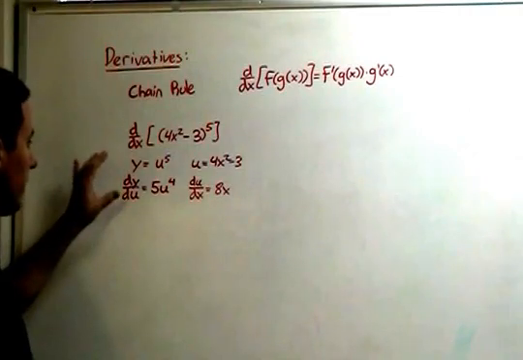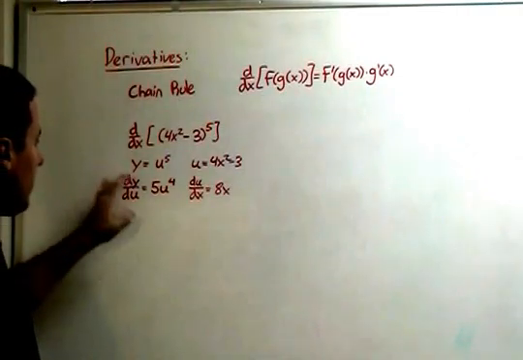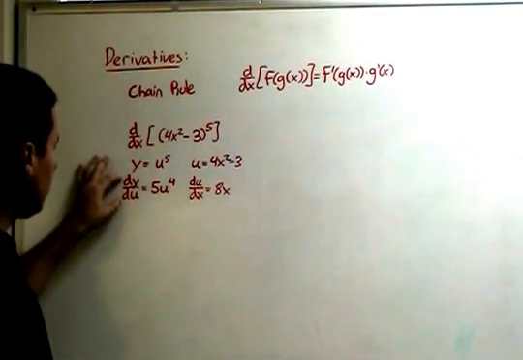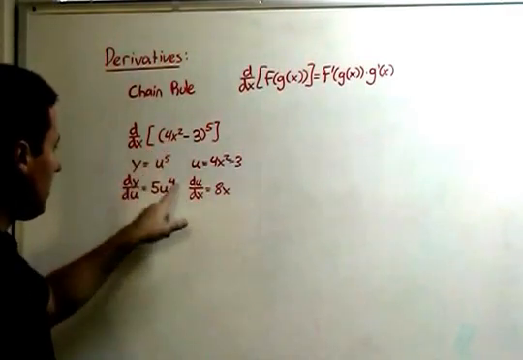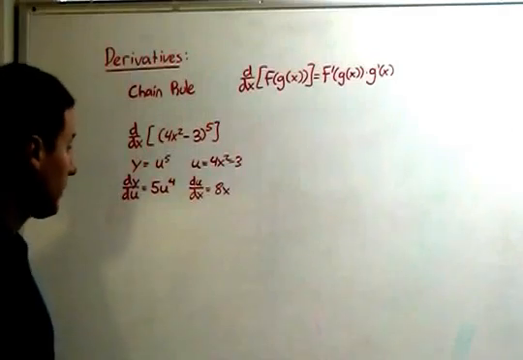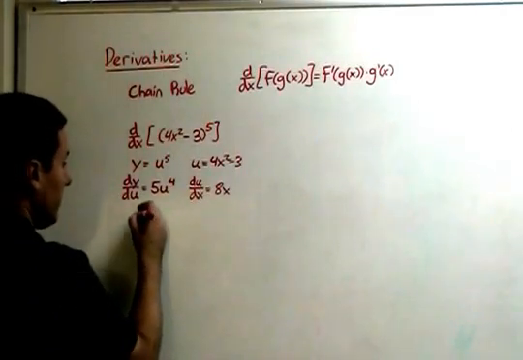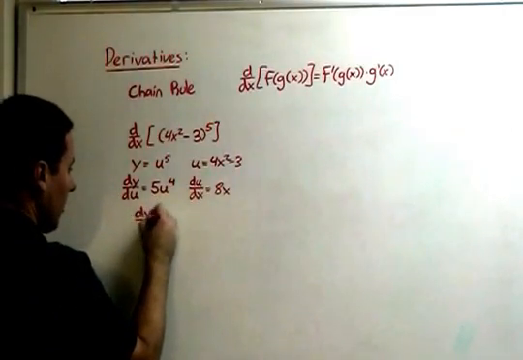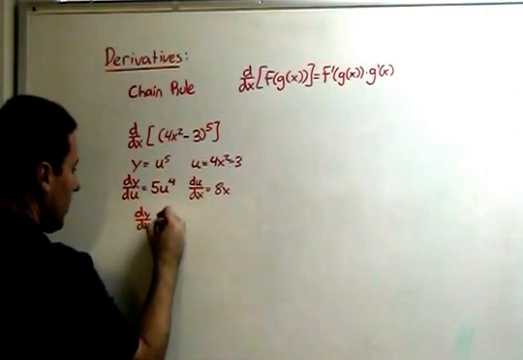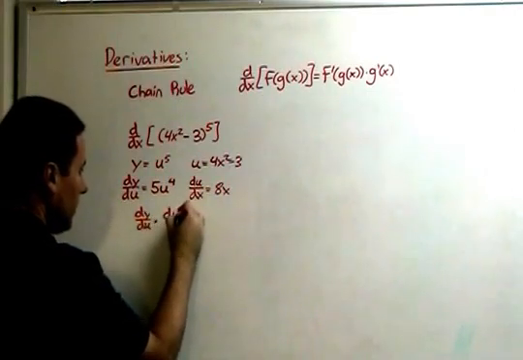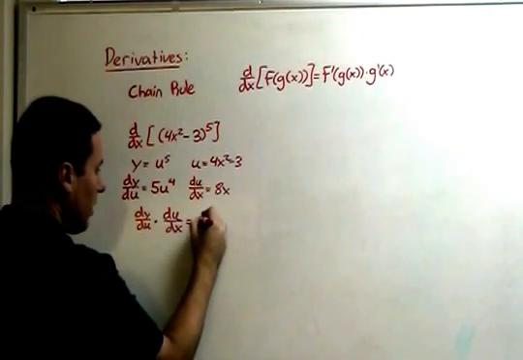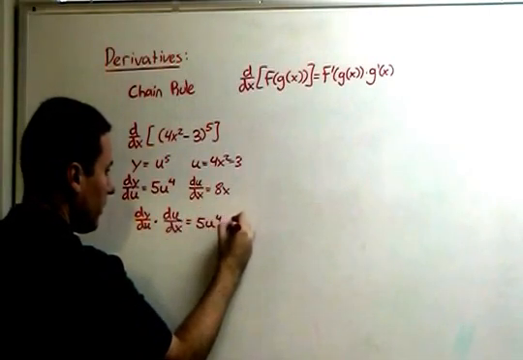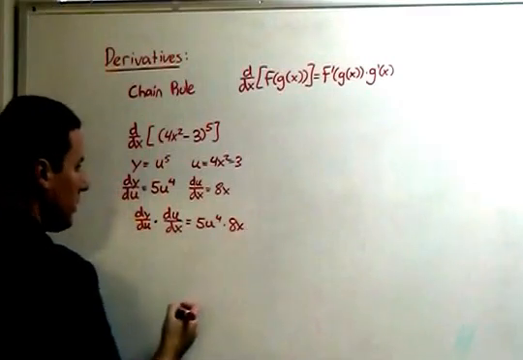Now, here's where, if we're trying to find dy dx, look at dy du multiplied by du dx. The du's will cancel. Okay? So that will give us dy dx. So dy du times du dx equals 5u to the fourth times 8x.